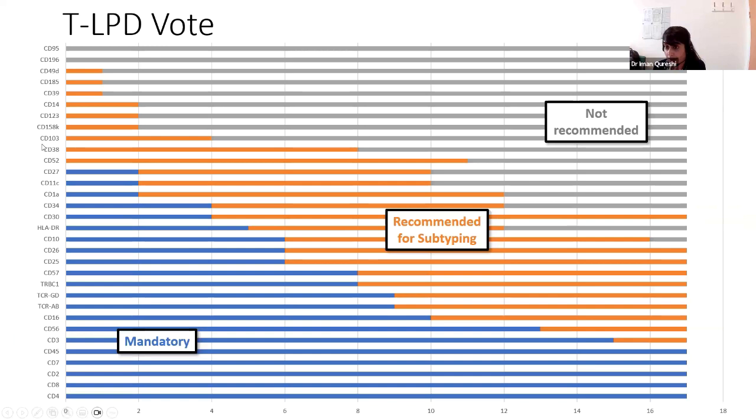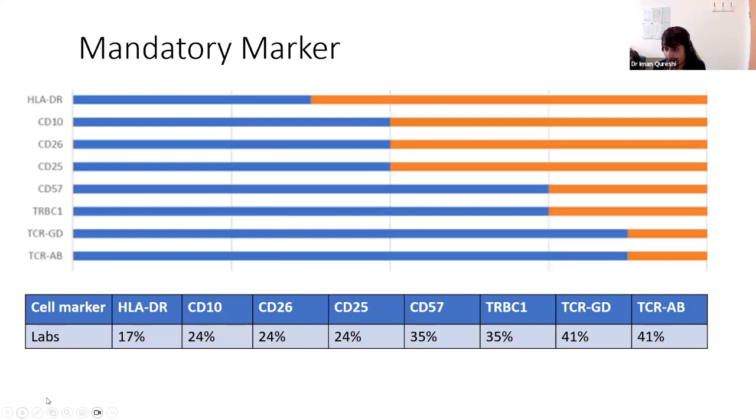Again, for all of the cell markers, we asked them to rate whether they felt they were mandatory, recommended for subtyping, or not recommended. And again, I would say there are quite a few similarities. A lot of labs agreed that they should be mandatory, and similarly for recommended for subtyping and not recommended. Here again, I thought I would highlight that for our TLPD panel, between 10 to 40% of labs felt that the markers listed in the table are mandatory for a TLPD panel. And again, I would be grateful to hear your thoughts on what you think of this.